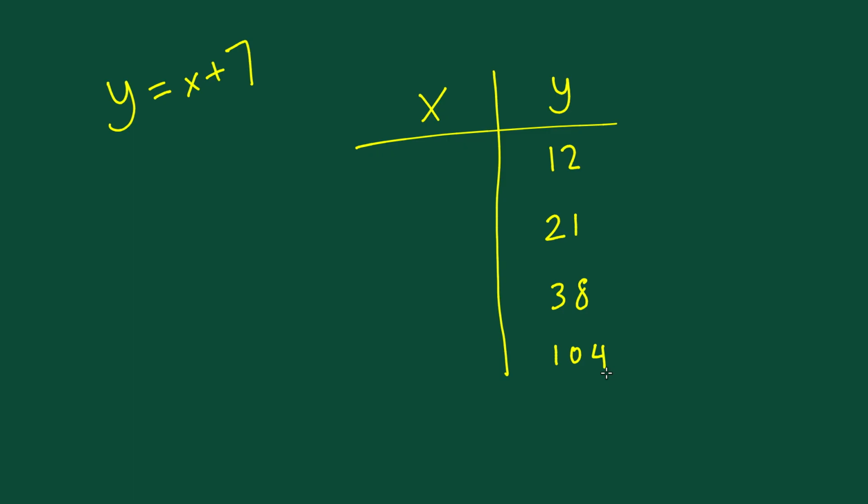Like I said, we can substitute the y's in. That would be just fine. But a faster way would be, what's the inverse of adding 7? The inverse would be subtracting 7. So to find our inputs, let's subtract 7 from all of these. So 12 minus 7, that would be 5. 21 minus 7, 14. 38 minus 7 is 31. And 104 minus 7 would be 97.